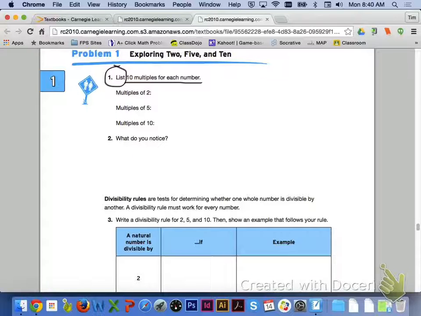Let's take a look at problem 1 on page 36, where we will be exploring 2, 5, and 10. To get started today with your group members, I would like you to answer number 1 and number 2, listing the 10 multiples for each number that you see below, and then for number 2, what do you notice? Try to figure out any patterns.